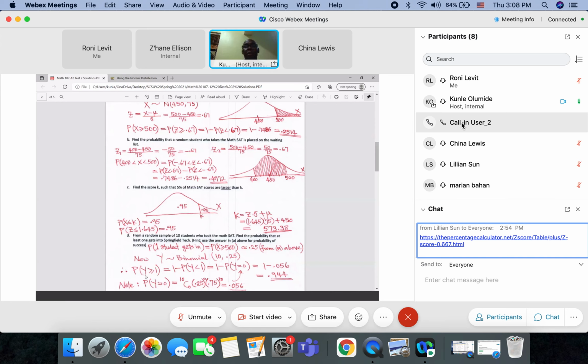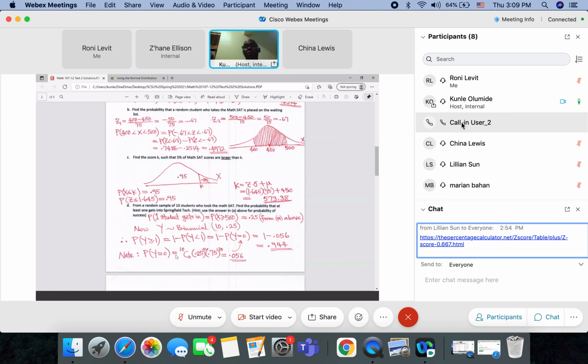Now the probability of Y greater than or equal to 1 is 1 minus the probability of Y less than 1. So you find the probability of Y equal to 0. That gives you 10C0 times 0.25 to the 0 times 0.75 to the 10, which equals 0.056. But what you want is 1 minus the probability of Y equal to 0, which is 1 minus 0.056, which is 0.944. Isn't that a cute problem, Janae?